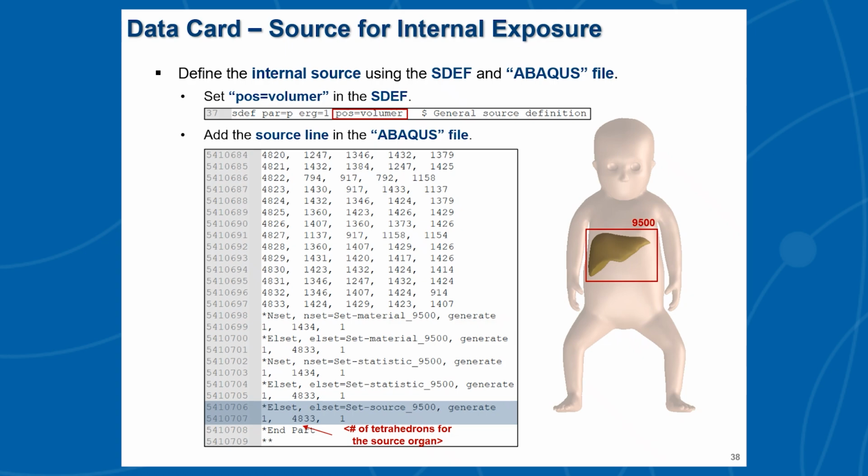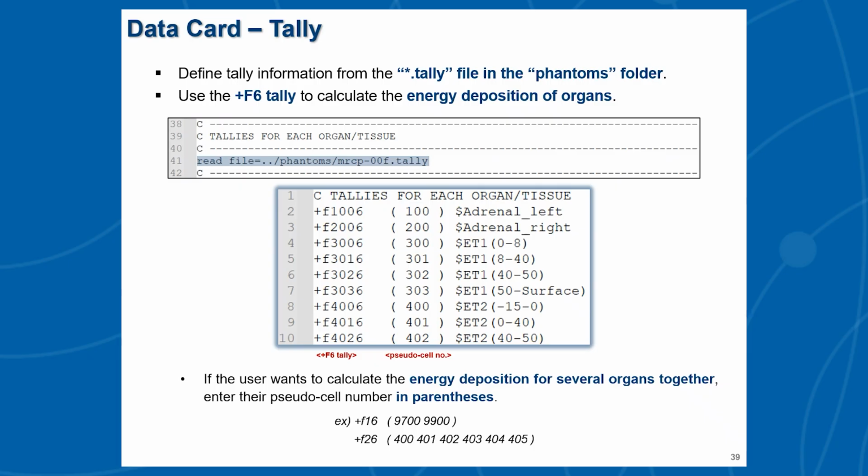And finally, the tally card is defined in the data card to save the energy deposition in each organ. As you can see from the tally file in the phantoms folder, this example uses F6 energy deposition tallies to calculate doses to each organ. If you want to calculate the energy deposition for several organs together, as you can see from below, you can type several organ IDs in the parentheses.